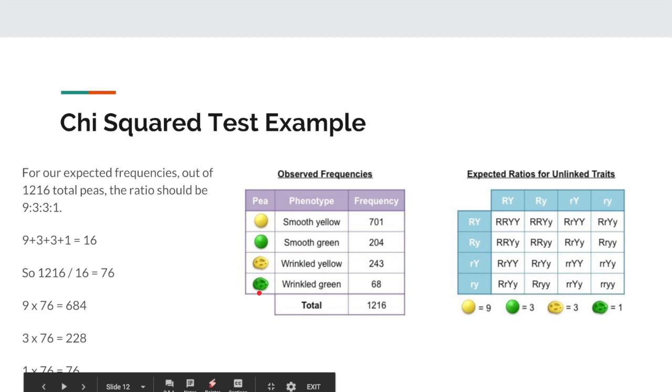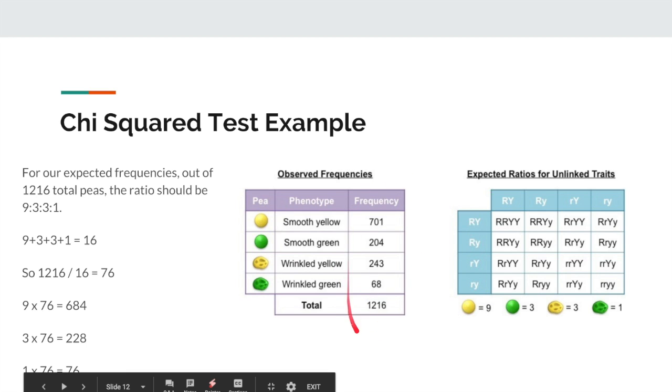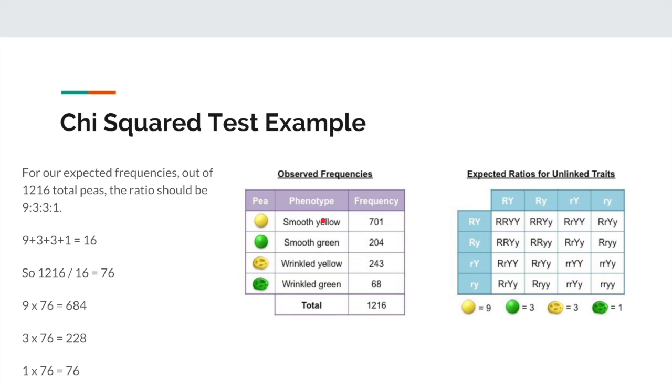We found a nice little example online. Here we're using peas again, and it shows the observed frequencies of the peas in the F2 generation. In total, we have 1,216 peas. Now, because we're looking at yellow versus green as one trait, and wrinkled versus smooth as another trait, it's a dihybrid cross. So we're going to look for that typical 9:3:3:1 ratio again.